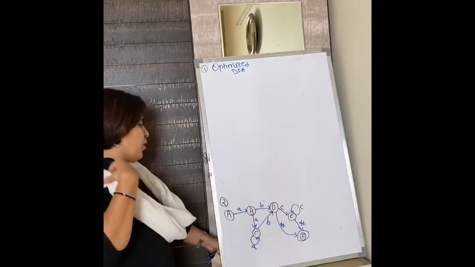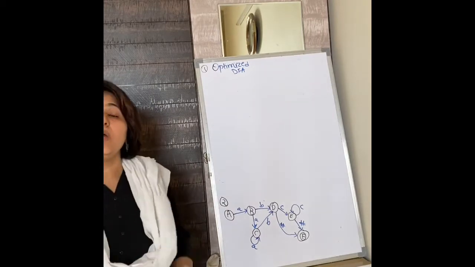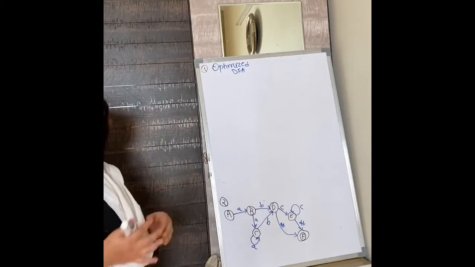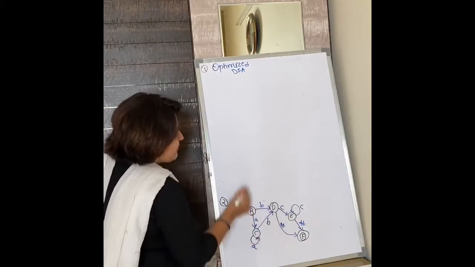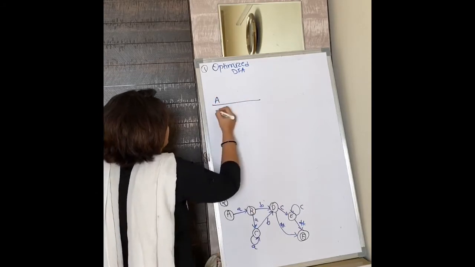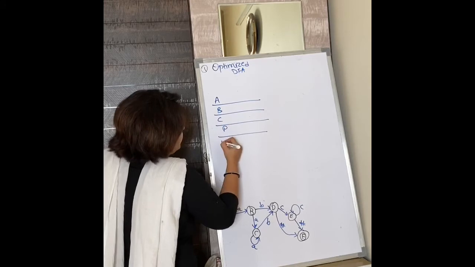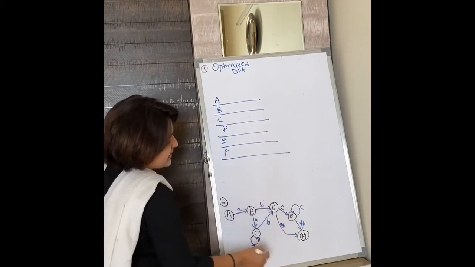Fine. Now, as we have discussed earlier, for this example also, for drawing the optimized DFA, we have to create a state table. How are we going to create the state table? You have to identify how many sets you have. So it is A, B, C, D, E and F. These many sets we have.